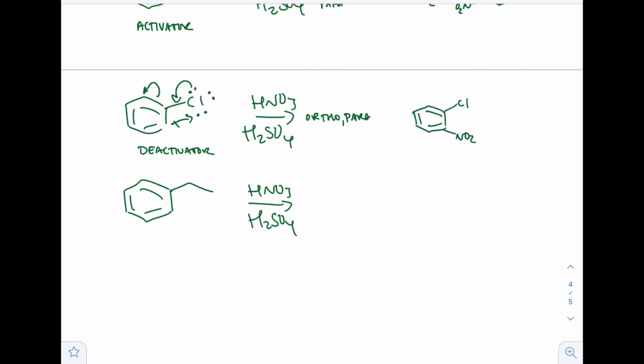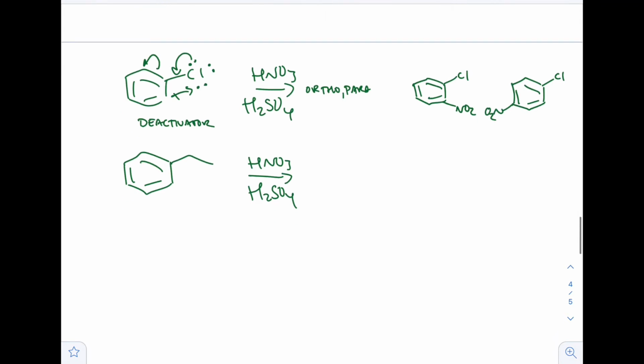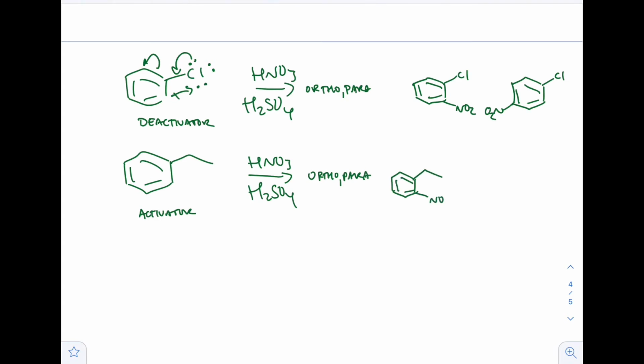Deactivator, of course, but it's an ortho para director. Boom. So we get to draw two different products. NO2. All right, the last one is the alkyl group. As we know, it is an activator. It inductively donates those electrons to the benzene ring, and we get the ortho para direction as well. So the ortho product and the para product are drawn here.